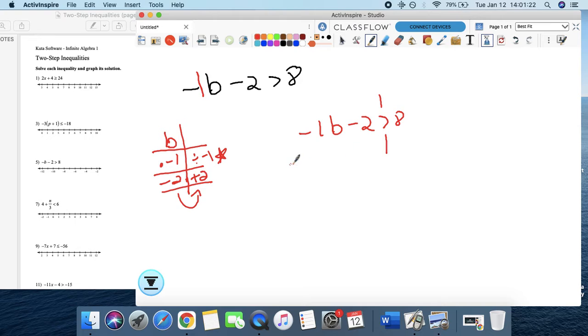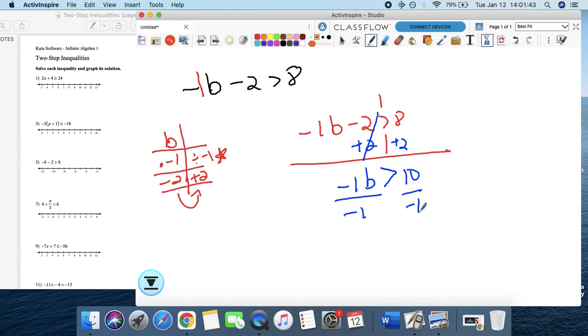So first thing we do, change colors, plus 2, plus 2. 8 plus 2 is 10. This goes away, and negative 1b. Now, the next thing I have to do is divide both sides by negative 1. Negative 1 divided by negative 1 is going to turn positive, which is what I want my variable to be. B has to be positive. And then switch signs because we divided by a negative number, and 10 divided by negative 1 is negative 10.